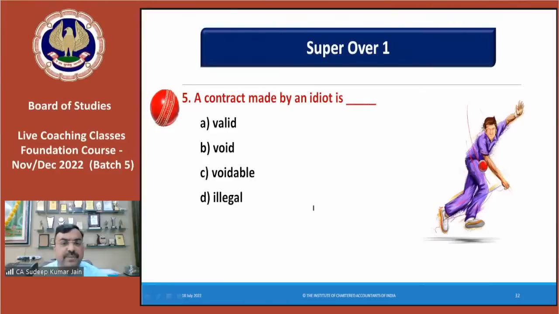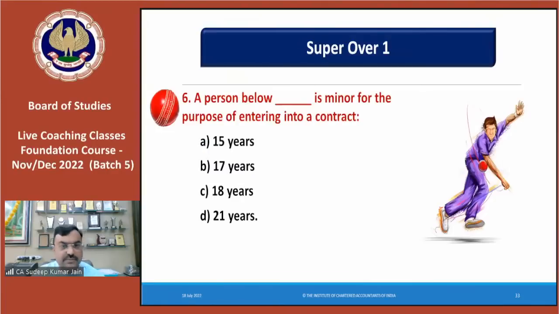A contract made by an idiot is void. Next, a person below the age of 18.